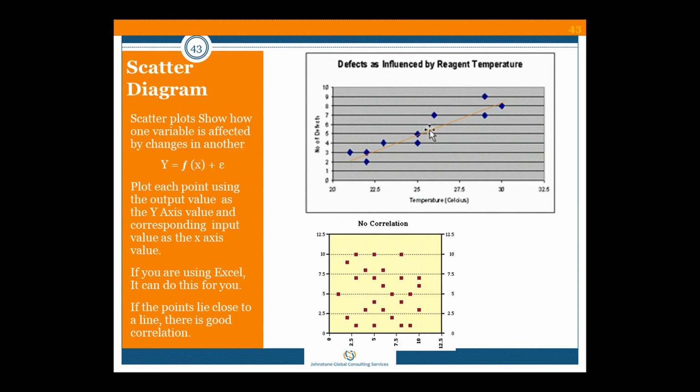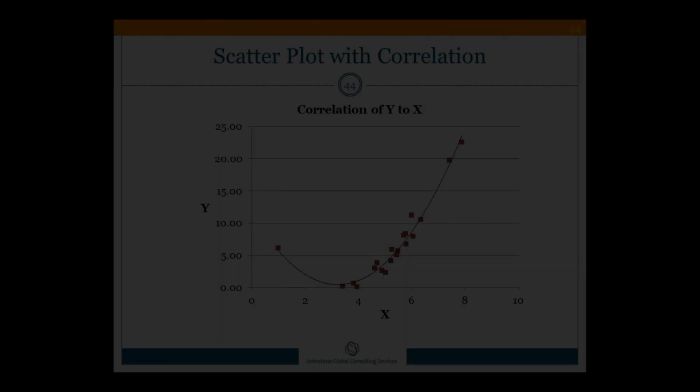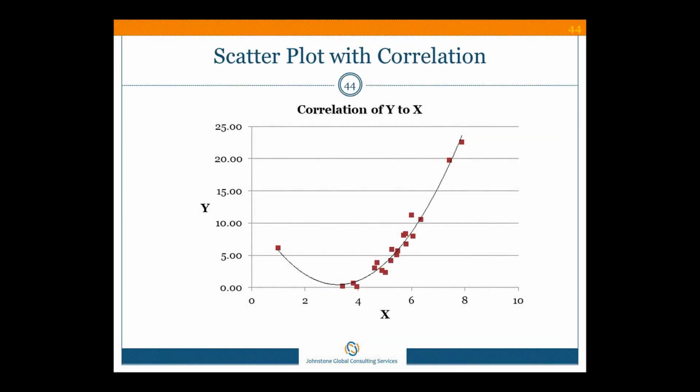But correlation doesn't always have to be in a straight line. In this scatter chart, y is correlated to x, but the points are not in a straight line. The solid line is a trend line that's a polynomial fit to the points. Where would you set x if you had to minimize the amount of y? Probably somewhere between 3.5 and 4.